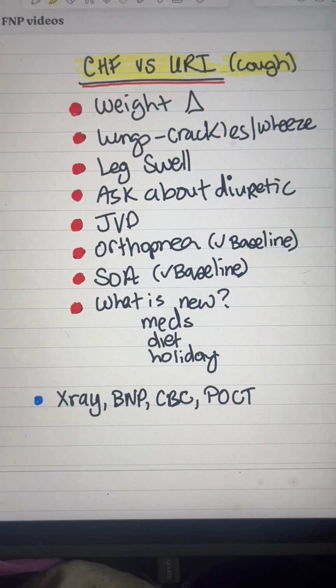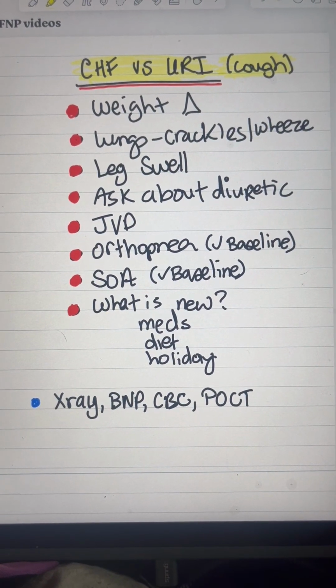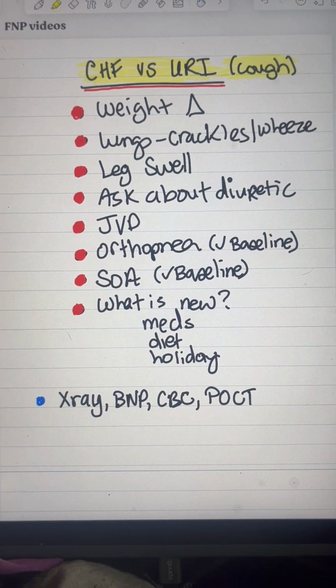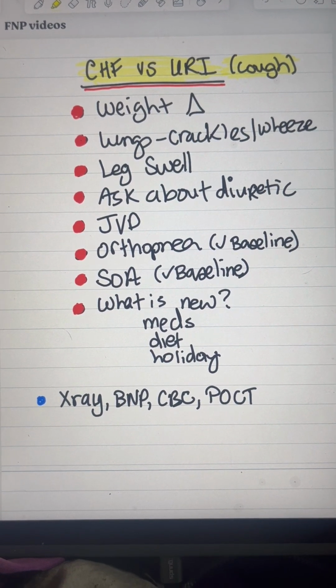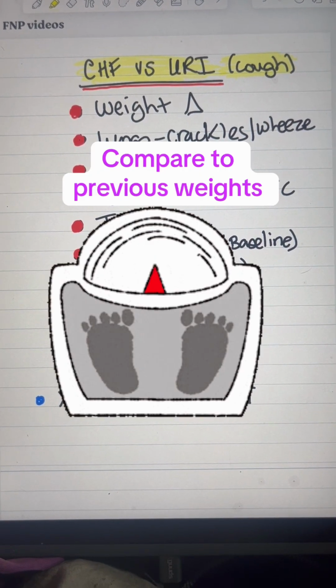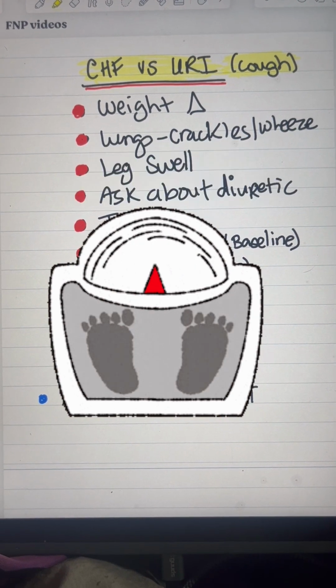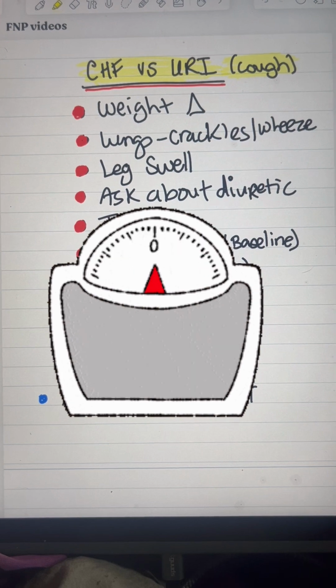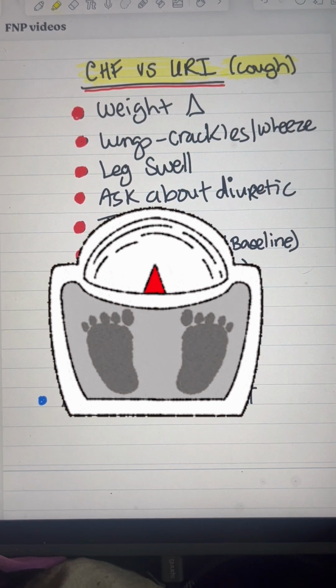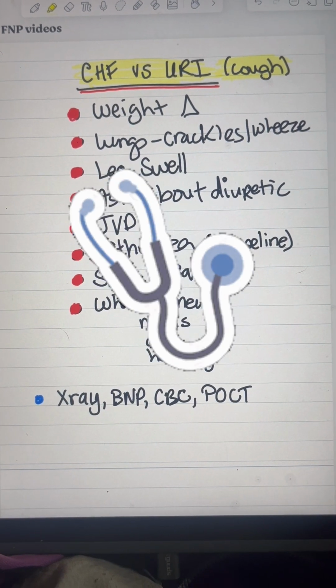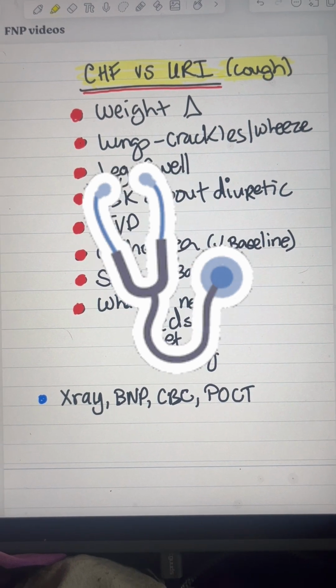So how do you tell the difference between a congestive heart failure exacerbation versus just an upper respiratory infection or some kind of lung infection in general? One of the first things that you can look at is weight changes. It's a good idea, with every single congestive heart failure patient, that you always make sure to get a weight and also talk to the patient about whether they've noticed any weight changes. Also, listening to their lungs, listen for things like crackles and wheezes.